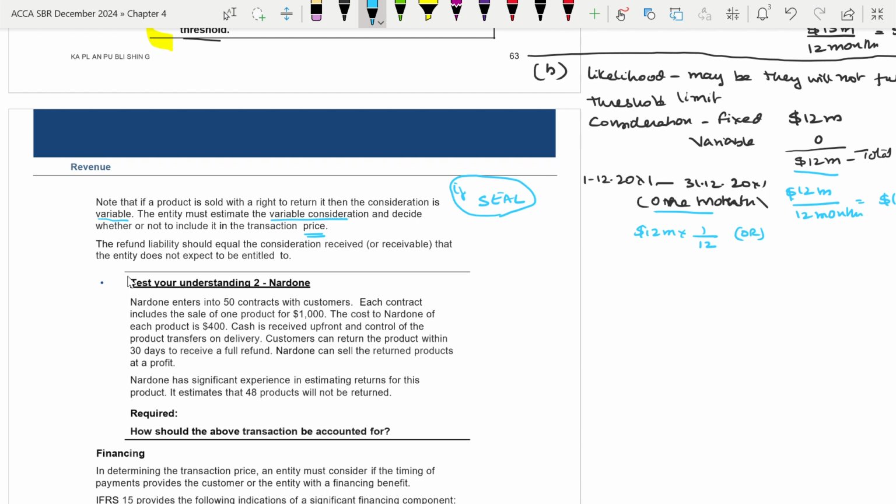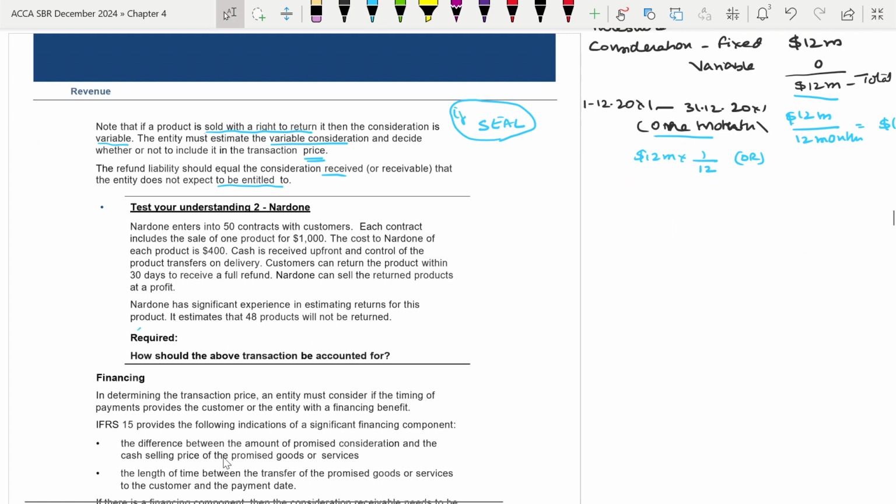The refund liability is consideration received or receivable that the entity does not expect to be entitled to. If there is any technical fault, you can return the product and they will return you the amount. Sometimes they will return the full amount, sometimes it depends, sometimes they say we will return 75% of the amount. We are not concerned about how much you are returning, but we are concerned about how the accounting treatment has to be given when the product is sold with the right to return.